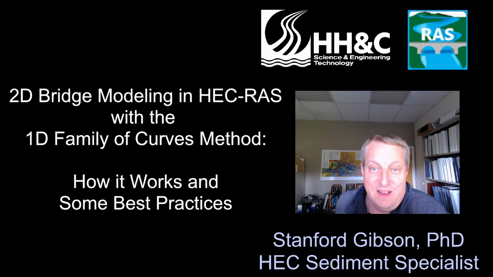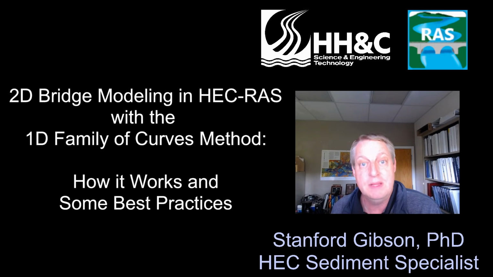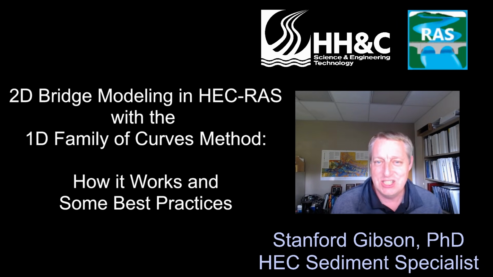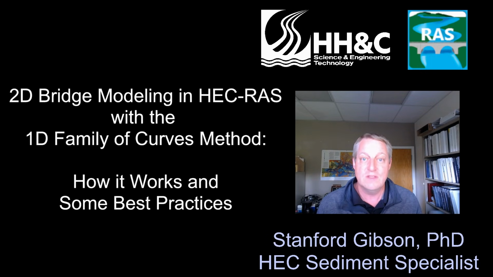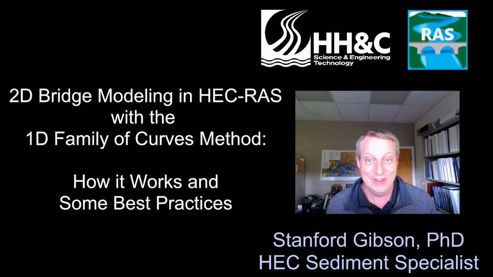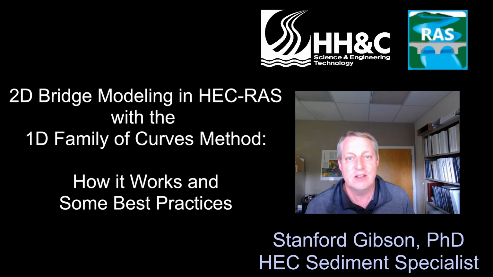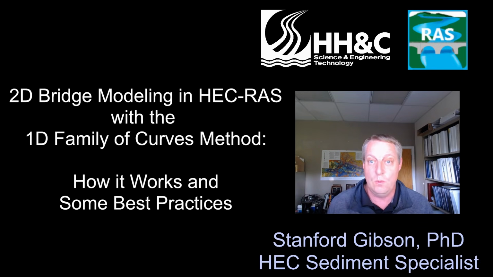So I recently gave a talk on how to use the 1D family of curves method to build a 2D bridge in HEC-RAS. This method has actually changed quite a bit over the course of the 6X releases, and so there could be a little bit of confusion about how it currently works. And so I just kind of walk through how this model works and what are the best practices that are implied by the way that it works.